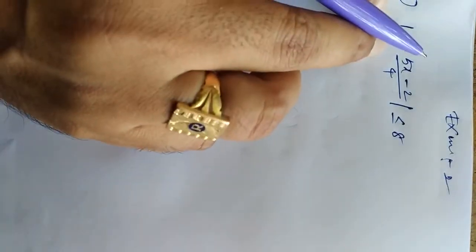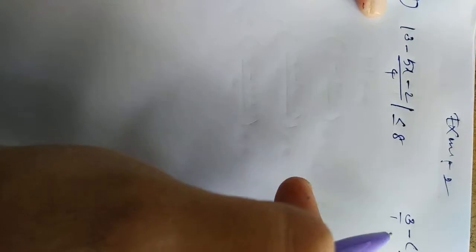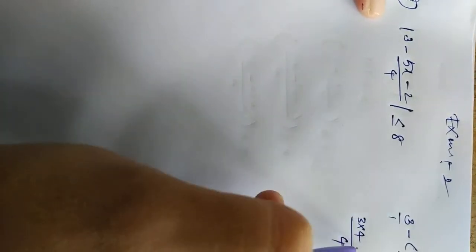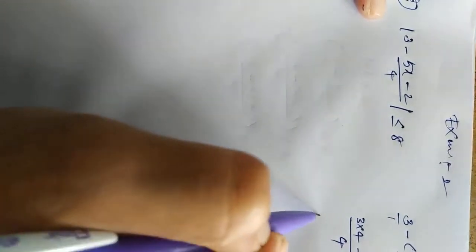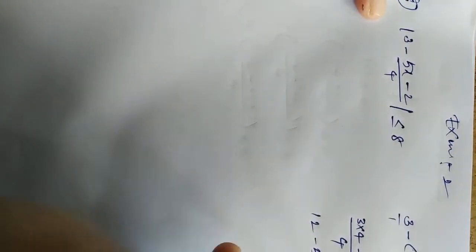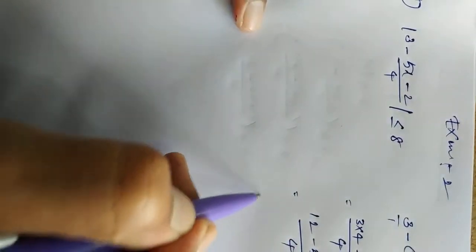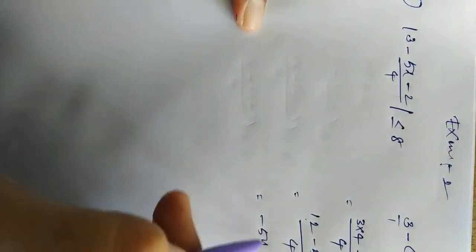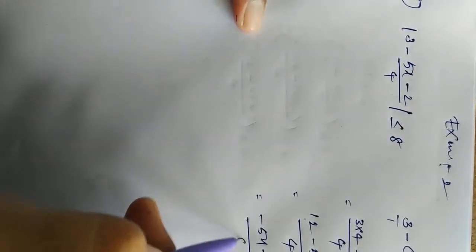First we simplify the inside of the modulus: 3 minus (5x minus 2) divided by 4. Take the LCM. What is the LCM? The LCM is 4. 4 into 3, so 3 fours are 12, minus (5x minus 2) divided by 4. Minus into plus is minus, and minus into minus is plus 2. So minus 5x, 12 plus 2 is 14, divided by 4.